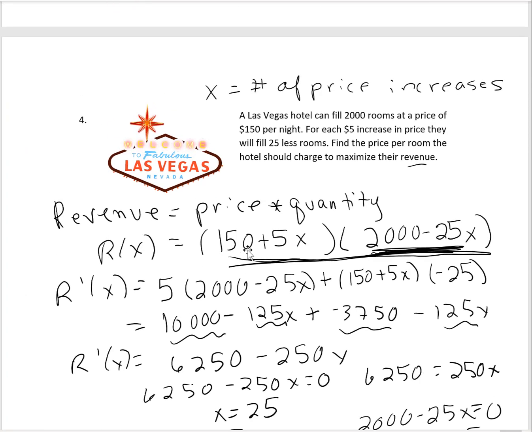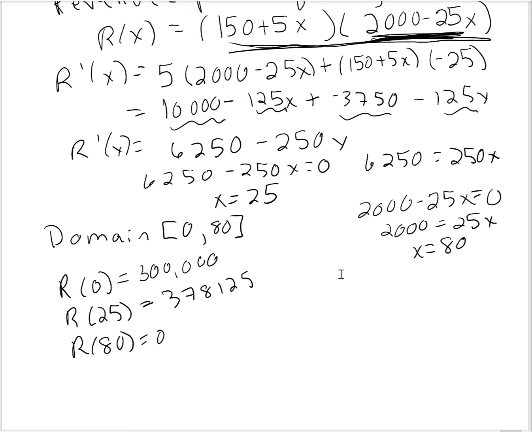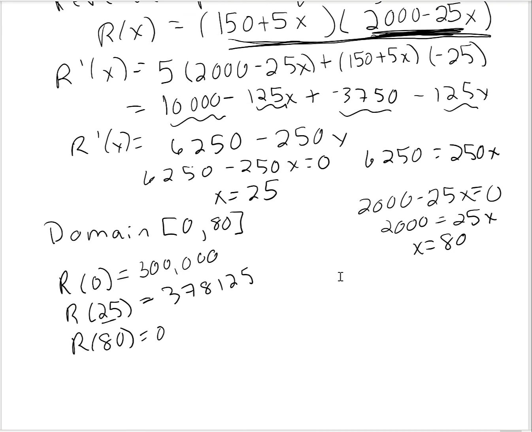Like before, we should always go back and see what was the original question. It said find the price per room the hotel should charge to maximize the revenue. So remember, this X we found of 25 is the number of price increases. So we want to go back to the 150 plus 5 times 25, which says these rooms are going to be $270 per night.